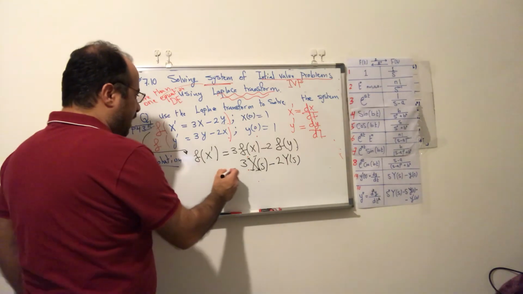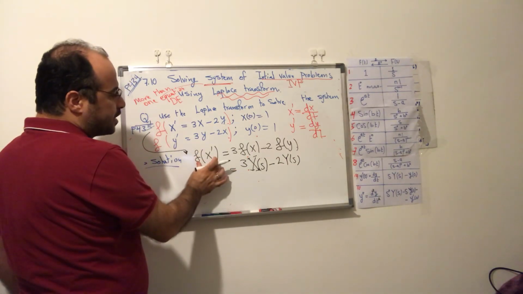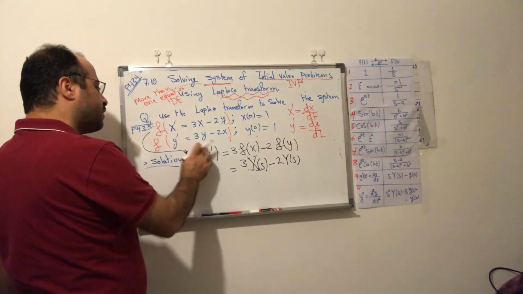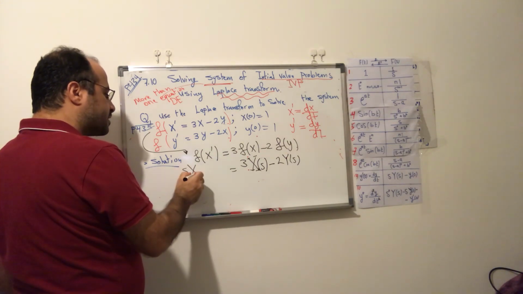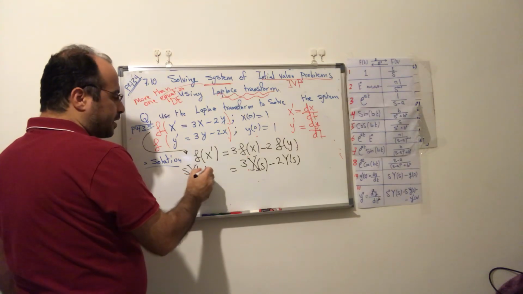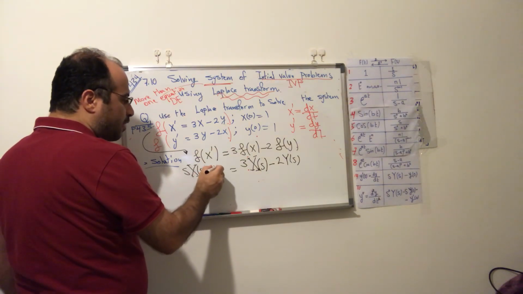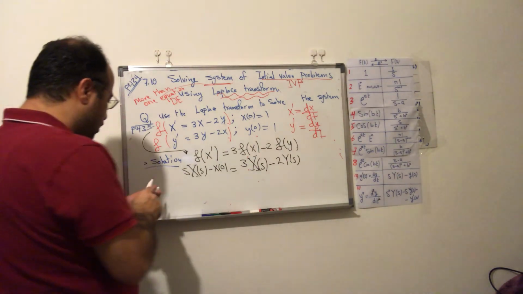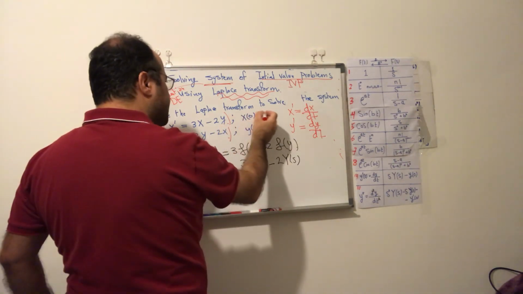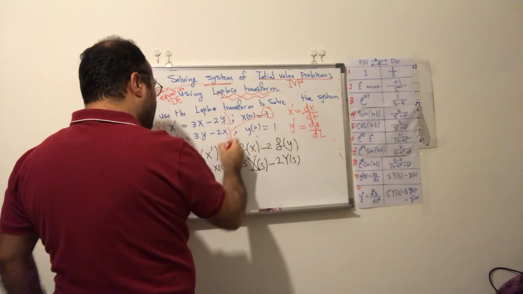Okay. Now what about this one? There is a rule for this one. It says for the derivative you will have s big X of s minus x small at 0. Now do we have x small at 0? Yes, we have this, so this thing is going to go there.